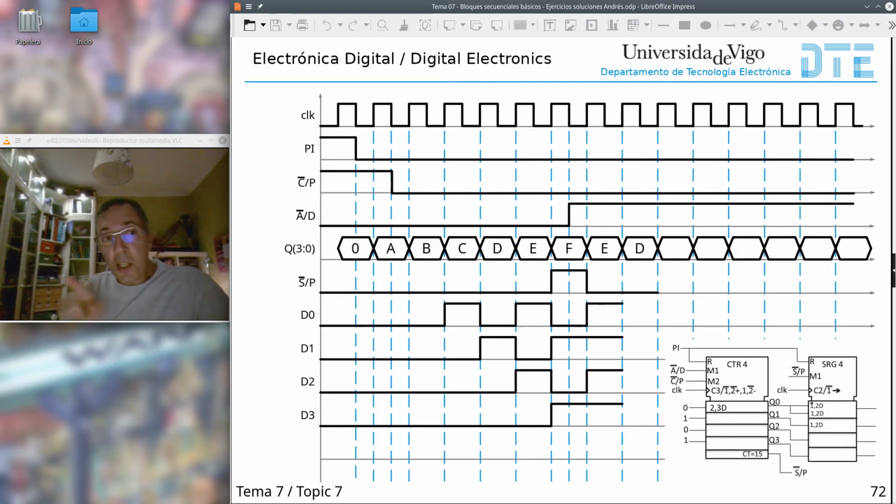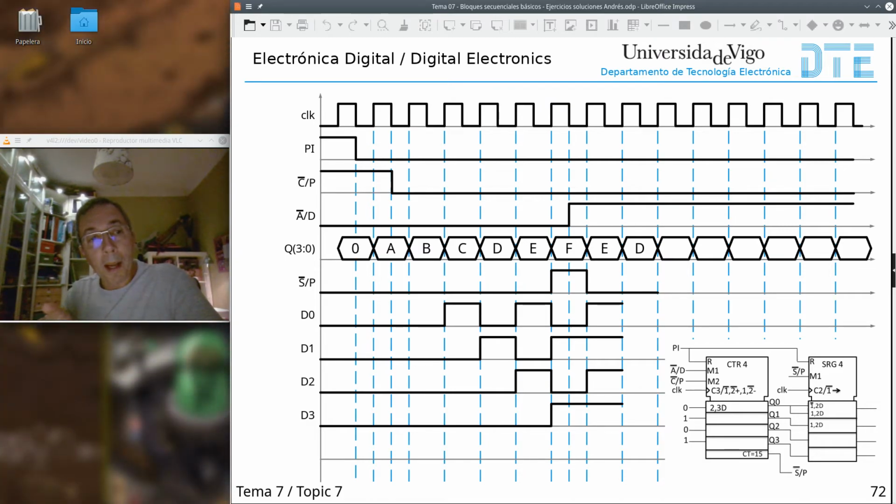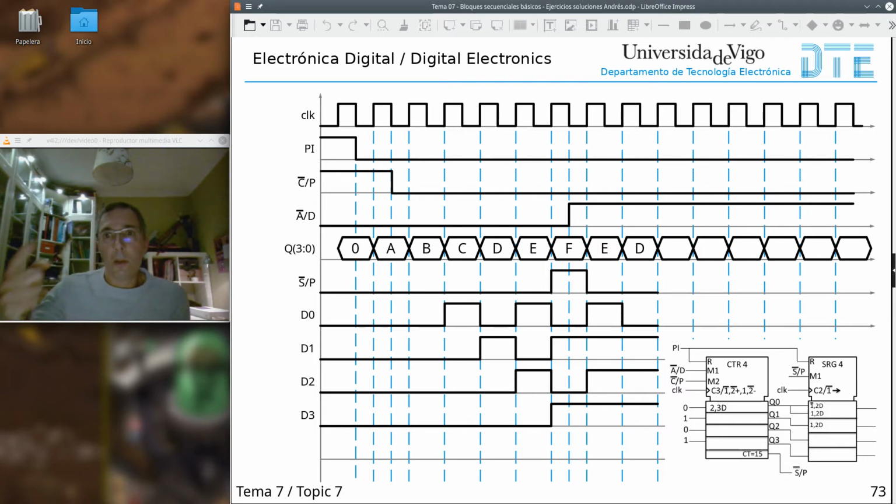And now we are shifting Q0 as the input of D0. But what happens in E? E is 14, so our Q0 bit will be 0. So D0 will be 0, but the 1 in D0 will propagate to D1, the 1 in D1 will propagate to D2, the 1 in D2 will propagate to D3, and the 1 in D3 will be lost. So this is what we get, okay? So now this is our circumstance, until the next rising edge arrives.